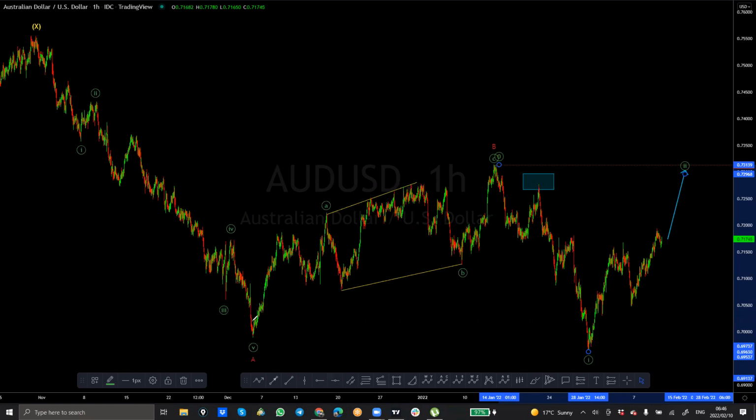Now, the question is, which one of these two scenarios is more likely? Right? Because one wants to take advantage of, let's say, one maintains this view that we have currently. If this is 1, this would likely be 1, 2, 3, 4, 5, A of 2. This 1, 2, 3 would be B of 2. And then we would expect C of 2 before we can see a move lower in C in the red degree, or in 3 in the green degree of C in the red degree, right?